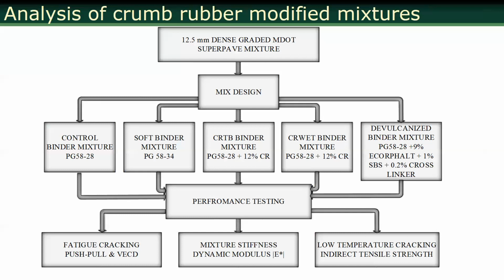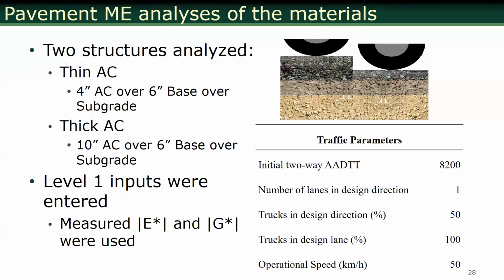So the idea was which one is going to perform better for a specific case. We had a certain structure in mind, and which one would perform better and worse. We looked at a thick structure and a thin structure. Our thin structure was a 4-inch AC over 6-inch base, and our thick structure was a 10-inch AC over a 6-inch base. We used level 1 inputs for all E star and G star. We measured all these for all those 5 different combinations of materials. We used the same traffic level.